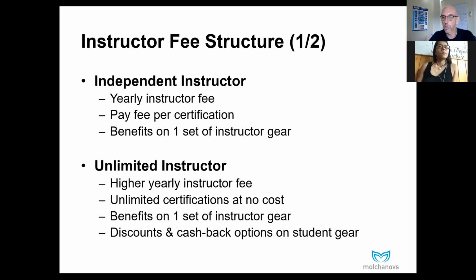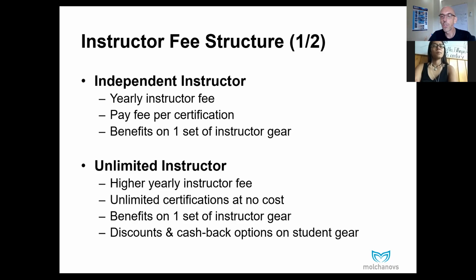The fee structure is also quite interesting. There are 3 levels. This is also different with Molchanovs than with other agencies. The independent instructor pays a yearly instructor fee and then pays per certification. The certification fee with Molchanovs is a fixed rate, $25 per certification. Keep in mind, you don't pay for the certification, you pay for the study material. Certification is free once the study material has been paid for.